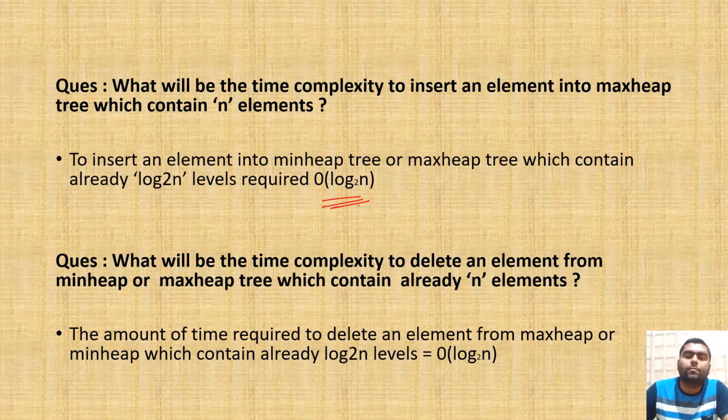So this is the time complexity. Okay, now what will be the time complexity to delete an element from a min heap or max heap tree which contains already n elements? Because if you delete from a max heap or min heap, where will the deletion happen? The deletion will happen from the root element. So in the case of deletion, you have to adjust, so you may have to adjust up to log n levels.